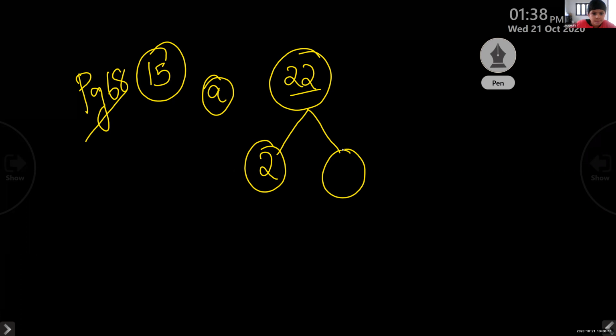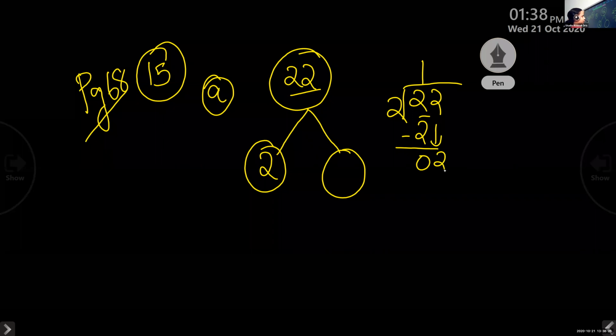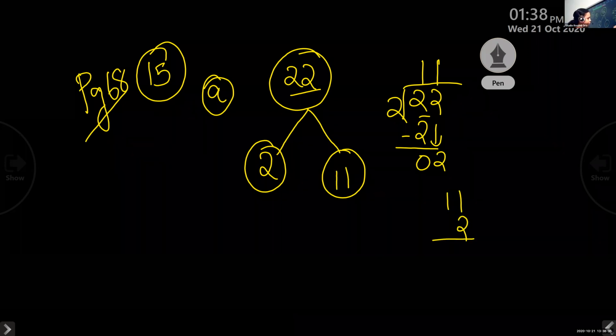Children, if you don't know what to do, divide. 22 divided by 2. What is 2 divided by 2? 1. 1 into 2 is 2. Again, bring down 2. 2 divided by 2 is 1. So what is the number? 11. If you have doubt, you can multiply 11 into 2. 2 into 1 is 2.